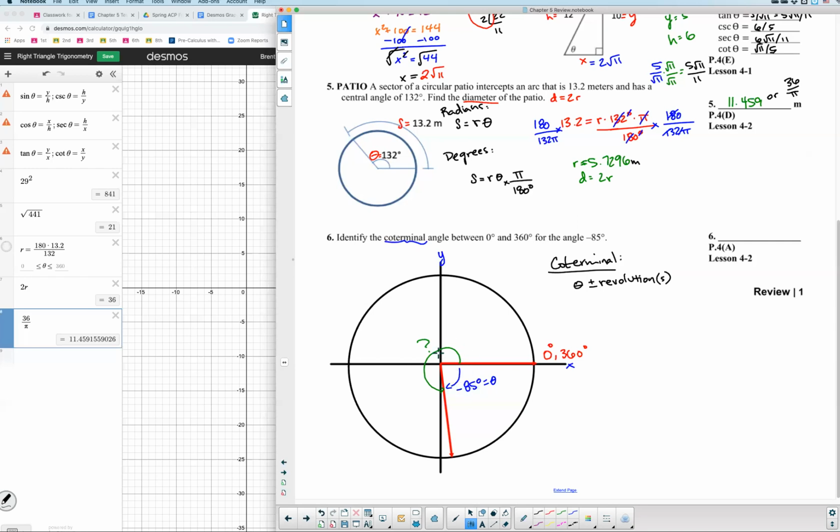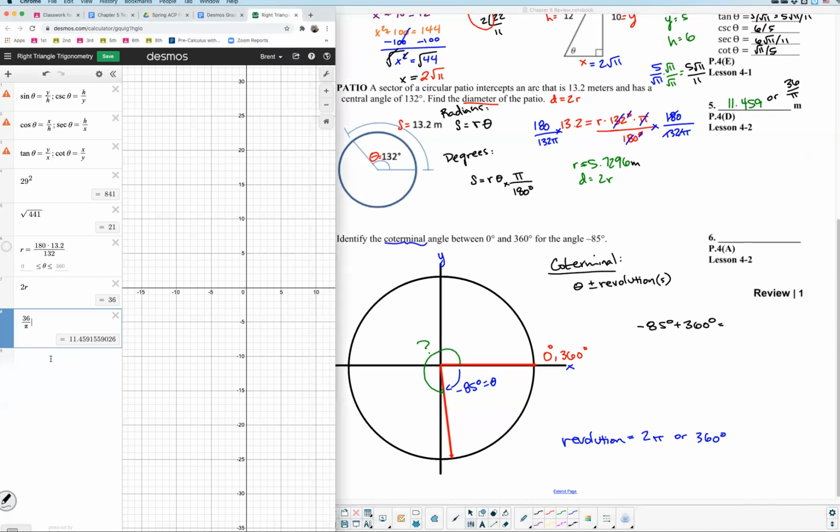right there, if we add 360, which is a full revolution, let me write that in there. A revolution means all the way around the circle. A revolution could equal 2 pi or 360 degrees. If I just add 360, I should get my answer. So what we're going to do is take negative 85 degrees and add that full revolution of 360 to get our solution here. So it'll be negative 85 plus 360 is 275.